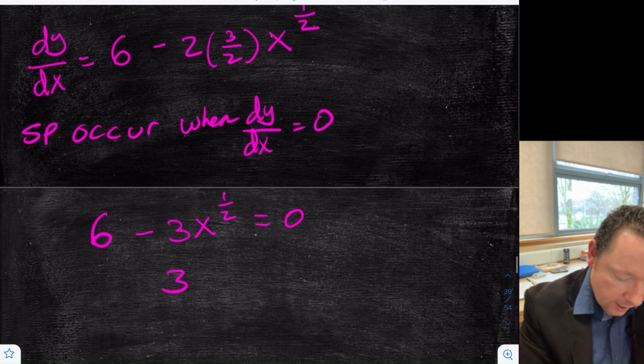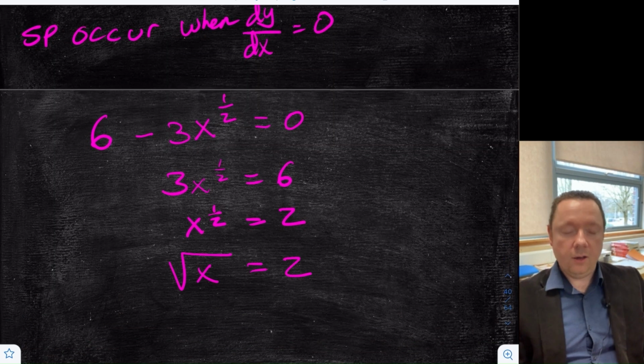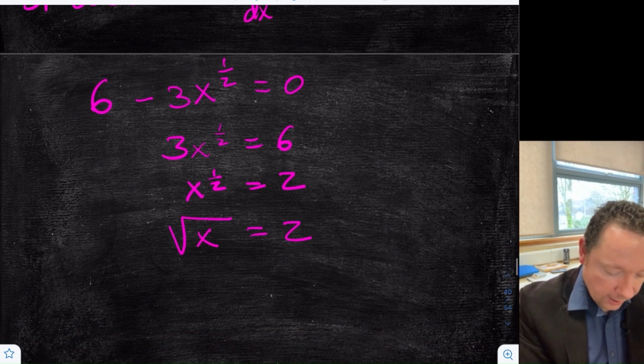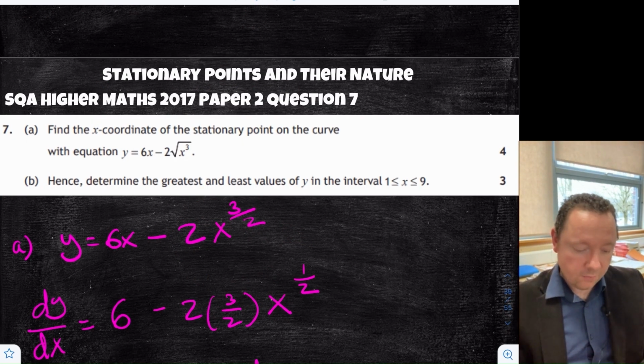So 3x to the half equals 6. X to the half equals 2. Remember, x to the half means the square root of x equals 2. So if I square both sides, I get x equals 4. And we're done there. Part B, hence determine the greatest and least values of y.